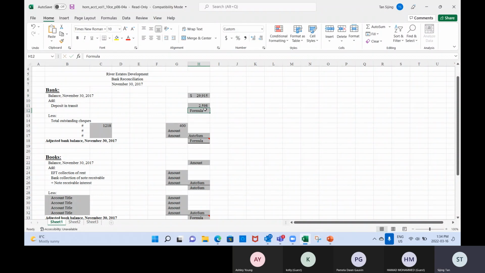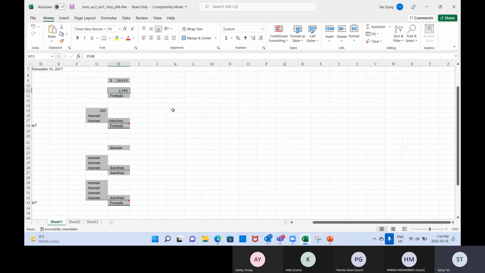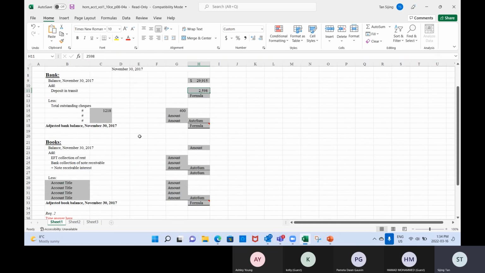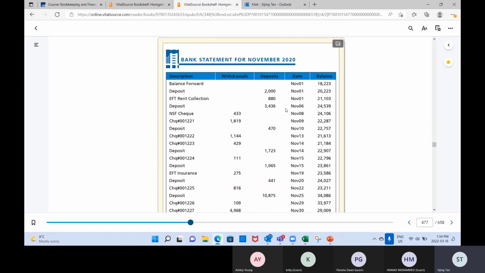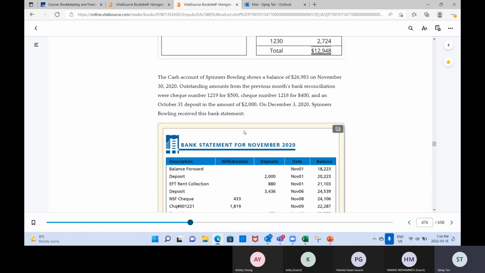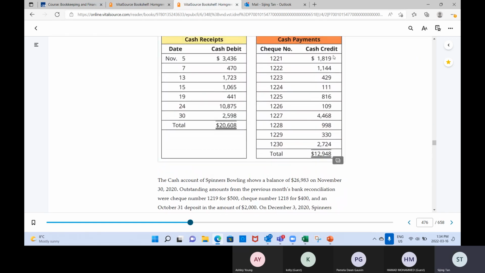Okay, so this is how you put it in from the deposit side. Now we're done with the deposit side, and we move on to the withdrawal side. The same situation: we're going to check to see if all the numbers show up in the bank statements and show in our books.